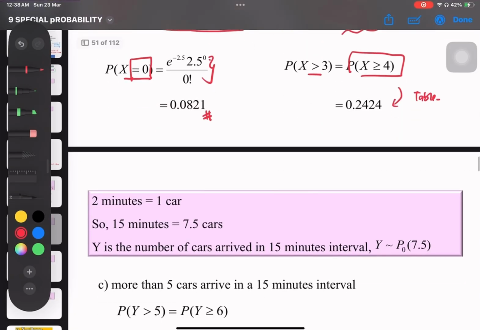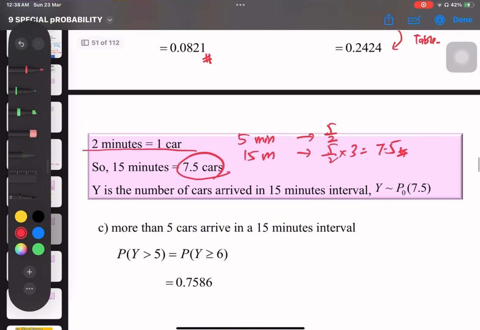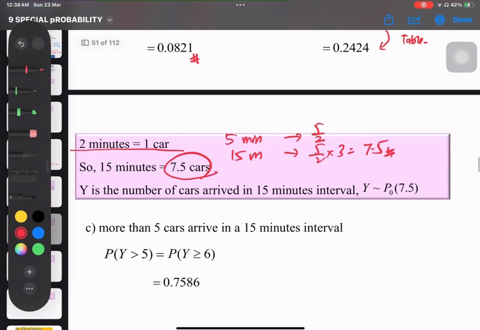For question C, we need to find the probability of more than 5 cars arriving in a 15 minutes interval. That is, we represent it with Y. So 2 minutes is equal to 1 car, so 15 minutes is equal to 7.5 cars. Y is the number of cars arriving in a 15 minutes interval, so the new mean is 7.5. So we need to directly read from the statistical table. Y is greater or equal to 6, so the final answer is 0.7586.